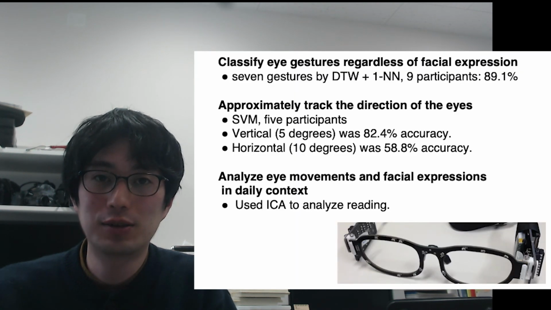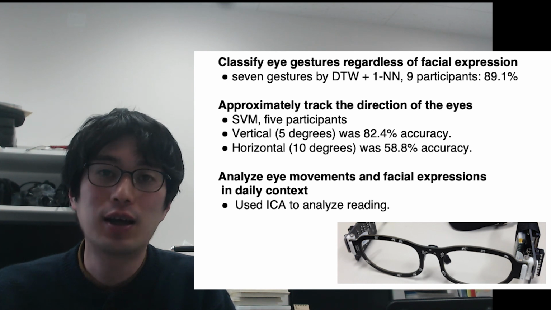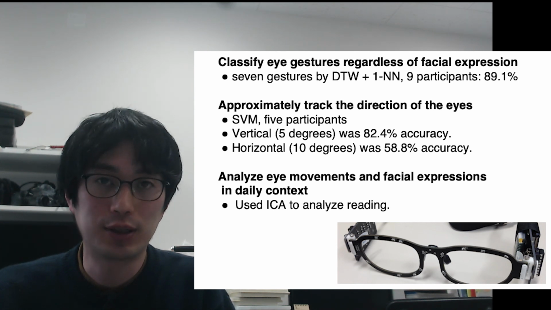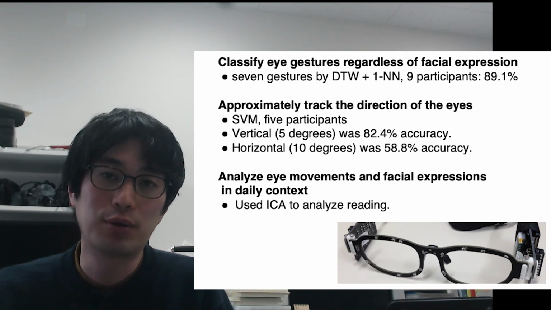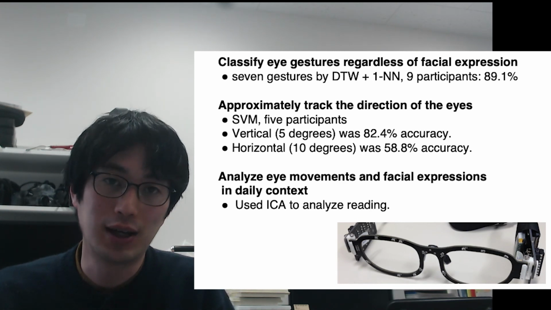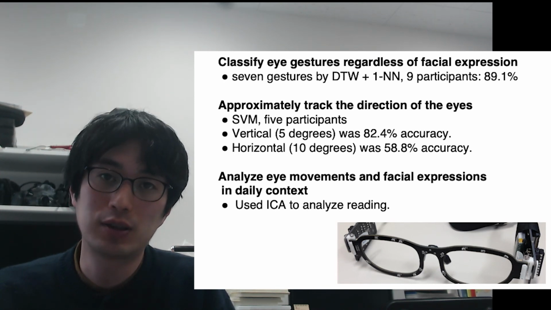To summarize, we showed that an eyewear device with optical sensors could classify eye gestures regardless of facial expression states. We also showed the potential of the device to approximately track the direction of the eyes. And finally, we showed that the device could be used to analyze eye movements and facial expressions in daily context reading.